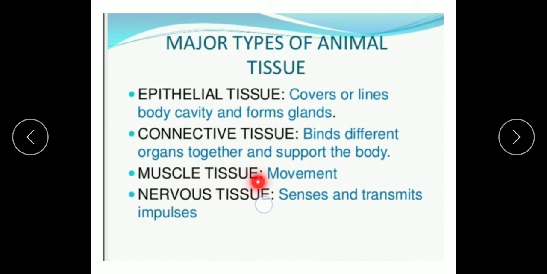Next one, muscular tissue, which helps in movement or locomotion. Nerve tissue senses and transmits impulses. It is involved in the transmission of external stimuli or signals to the sensory organs.